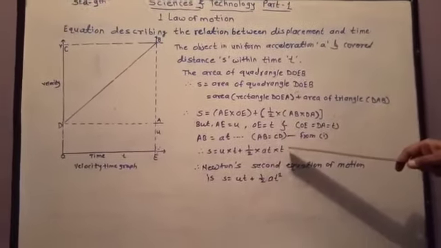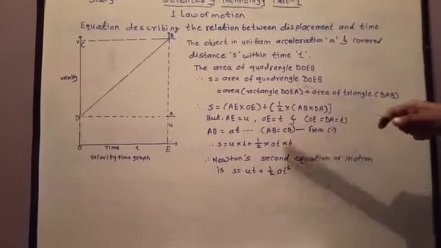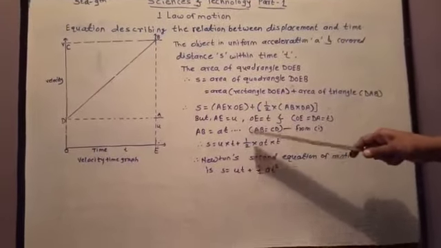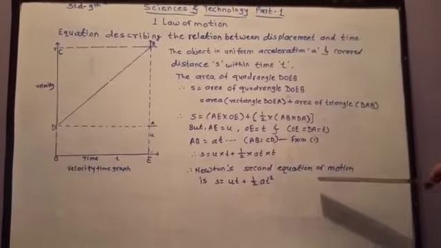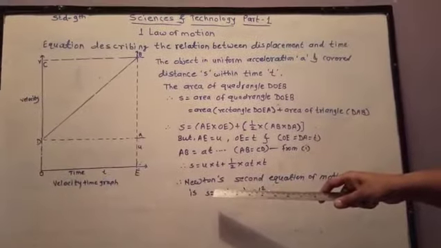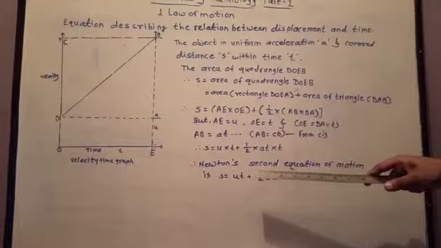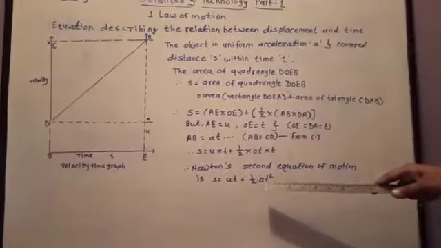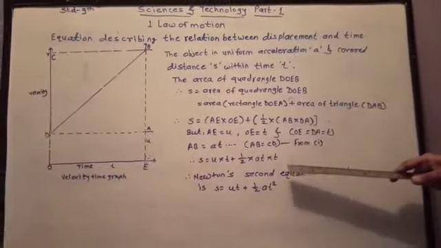This is Newton's second equation of motion: S equal to ut plus 1 upon 2 at square. This is the second equation of motion. S is the distance, u is the initial velocity, at time t plus 1 upon 2 acceleration times t square.